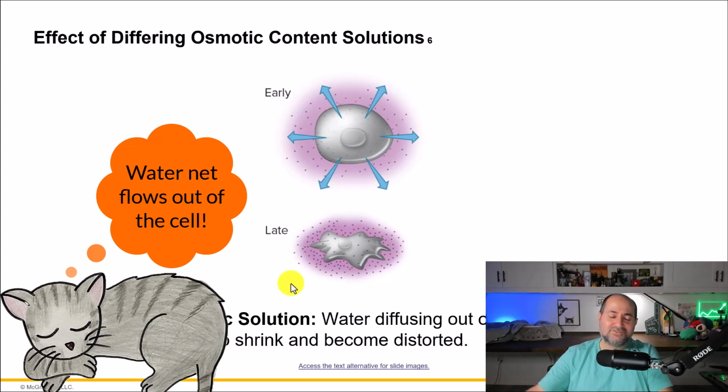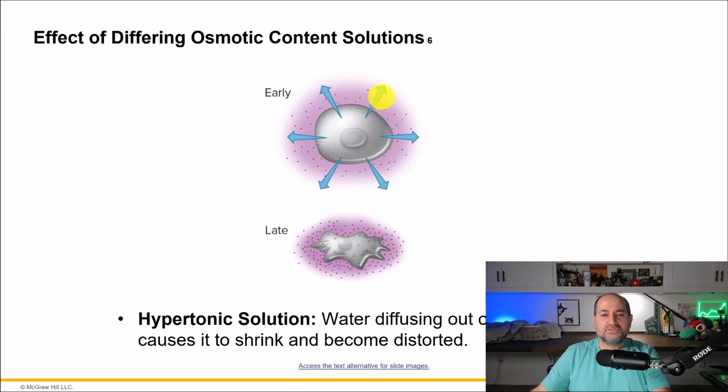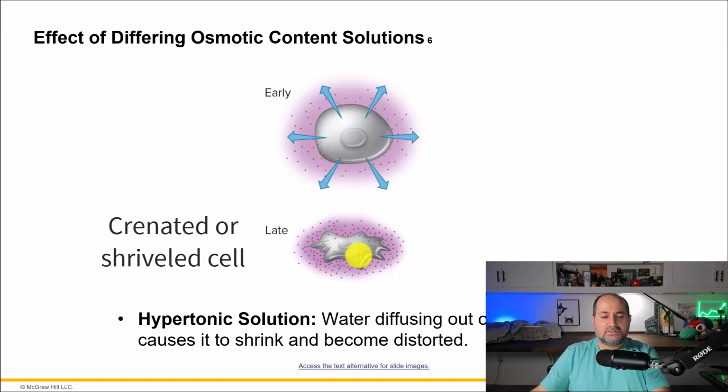Yeah, out of the cell. That's right. Water would be more pure inside of the cell versus outside. That means water would net flow out of the cell. And this time the whole cell shrivels, right? The whole cell shrivels up. You may have learned this as a crenated cell or a shriveled cell. The cell becomes shriveled and shrunken.